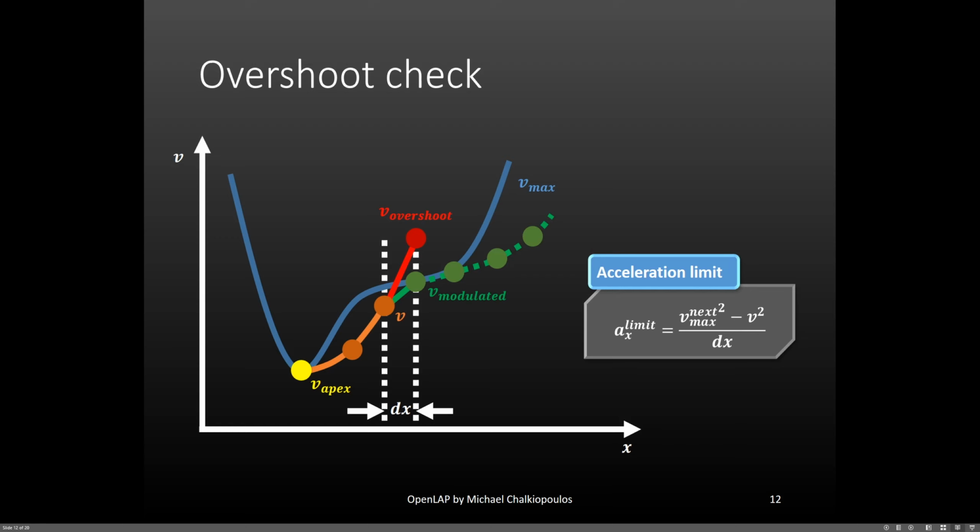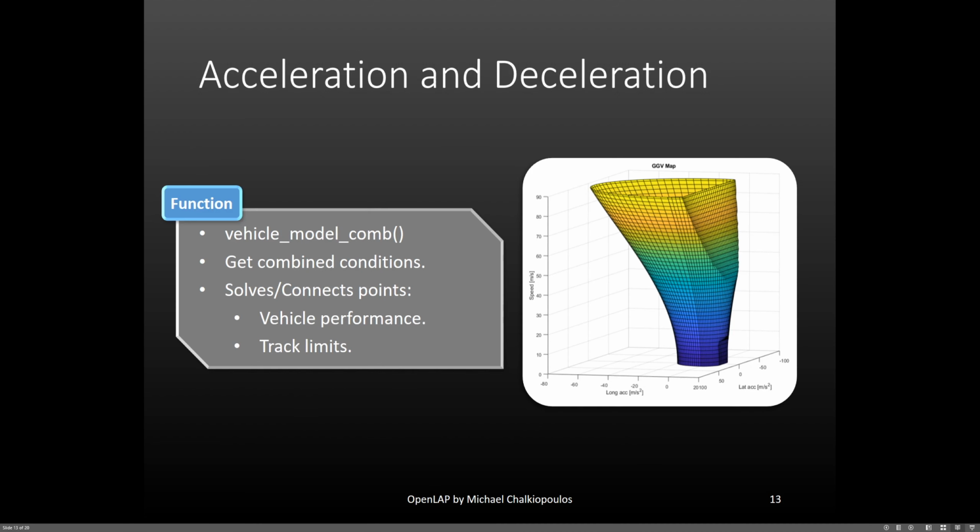And this is why we calculate the maximum speed trace on all the nodes, to free ourselves from the need of calculating multiple future checks for overshoot. We just look at the maximum speed trace and find our local maximum allowed acceleration value. For the acceleration and the deceleration sequence, OpenLAP uses the vehicle model comb function.